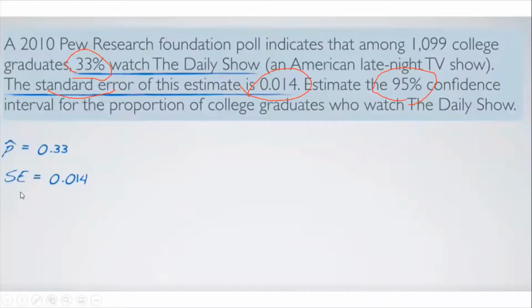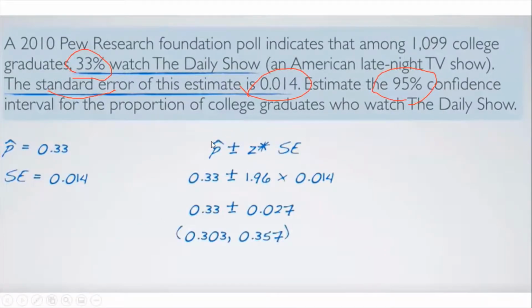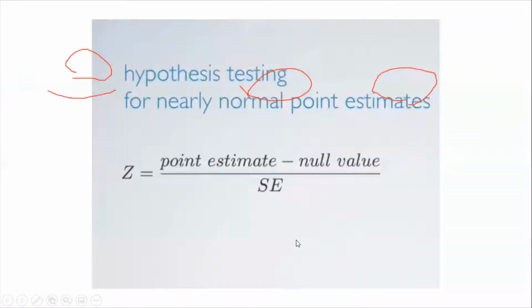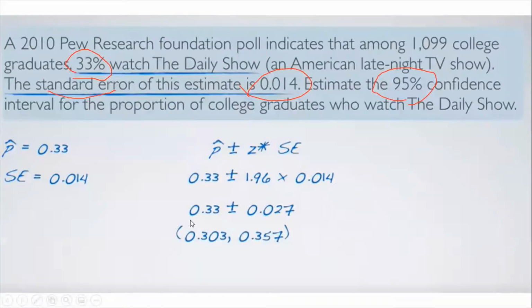So we got the proportion, we got the standard error, and then you just say the point estimate plus or minus the Z critical value times the standard error. So you plug in these values, and for Z, for a 95% CI, it is always 1.96. Now we got the standard error here, so you plug it in and say that we are 95% confident that college graduates in the US, 30.3% to 35.7% of college graduates in the US watch the Daily Show. So this is how you calculate a confidence interval for a proportion.